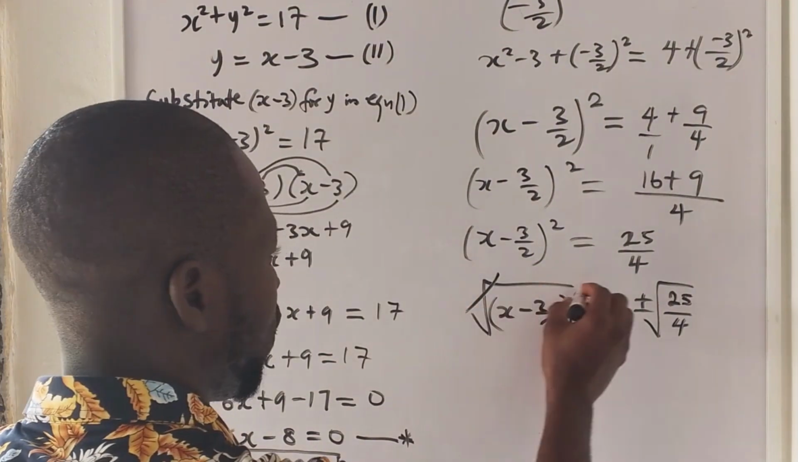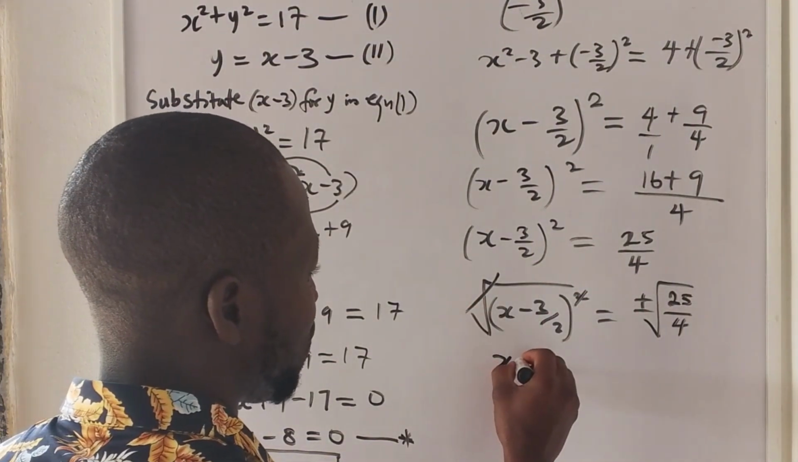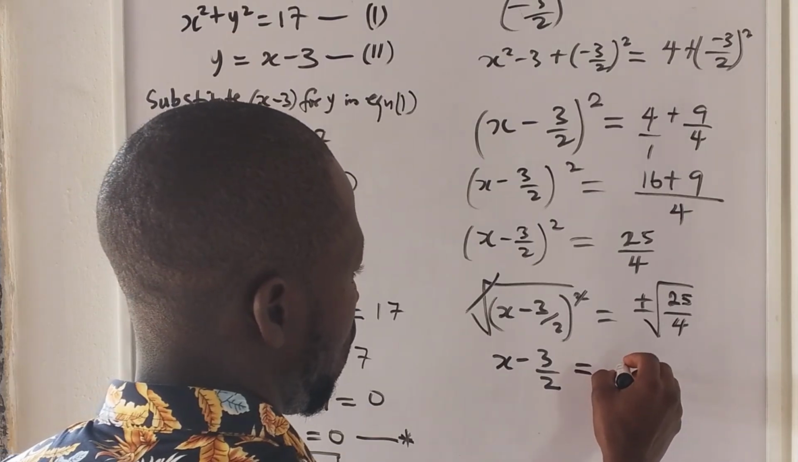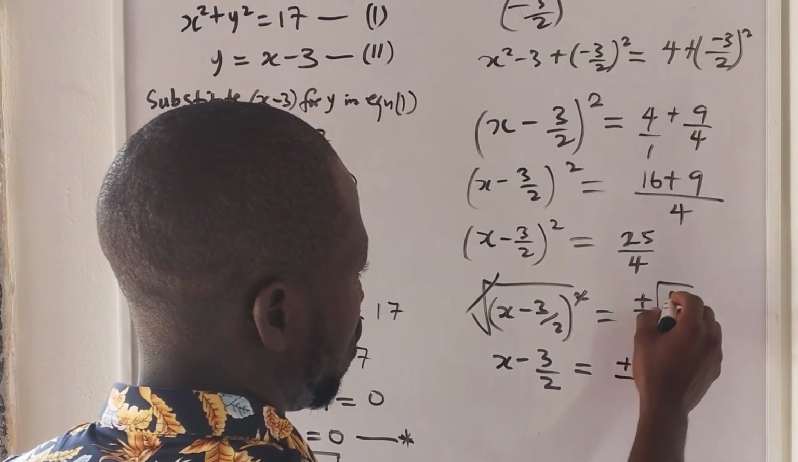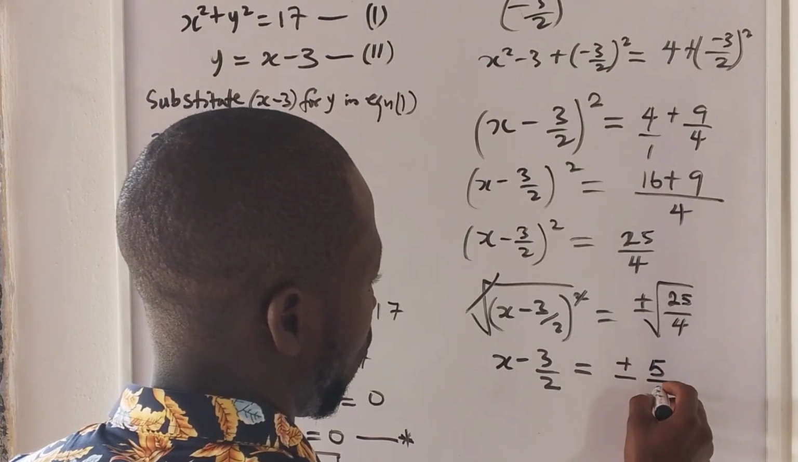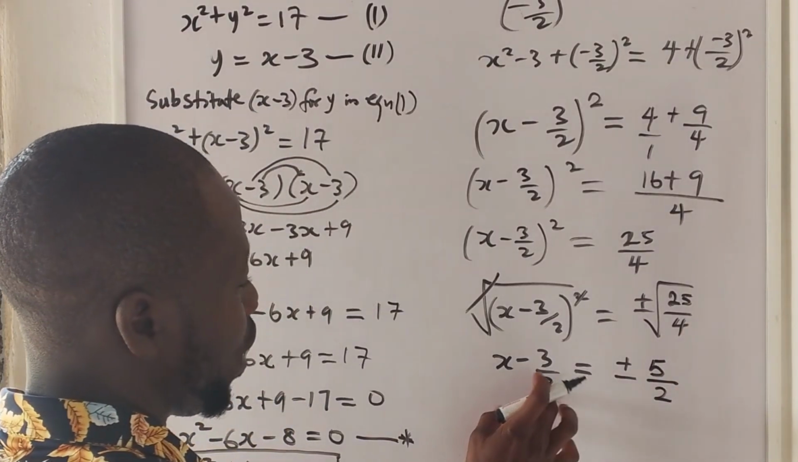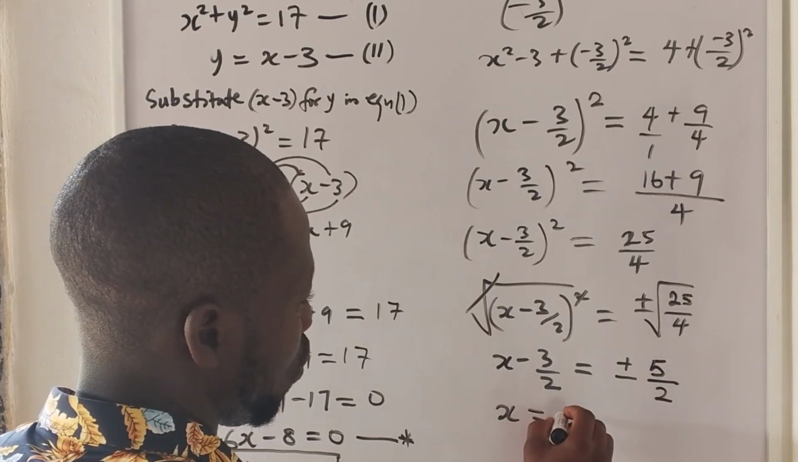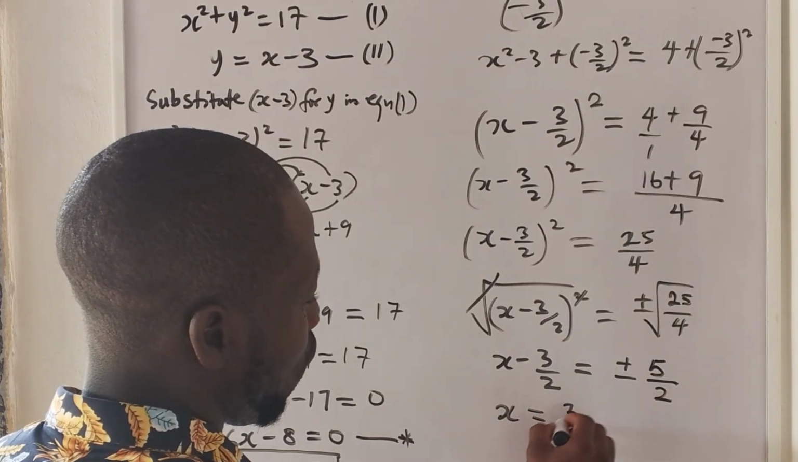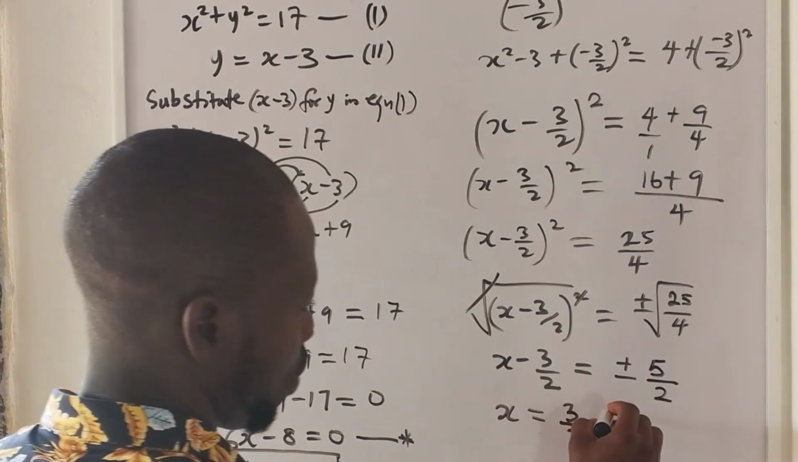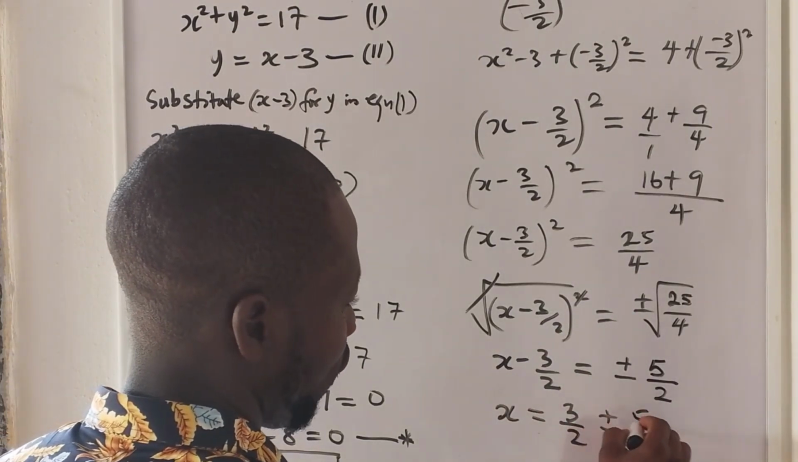All right, this will take away this. So we're left with x minus 3 over 2 is equal to plus or minus square root of 25, which is 5, over square root of 4, which is 2. So we take this to this side. You're now going to be having x is equal to 3 over 2, because this negative sign changes to plus. Remember, every time you are crossing, plus or minus 5 over 2.